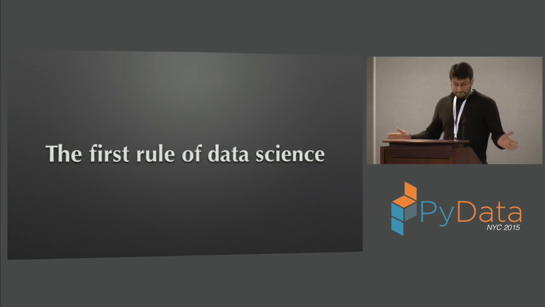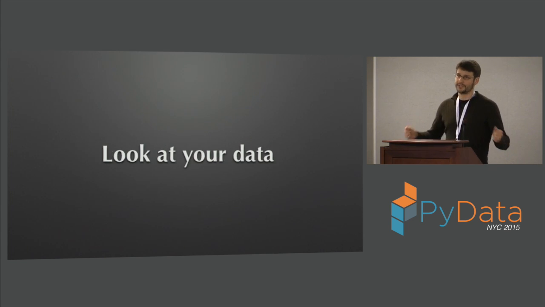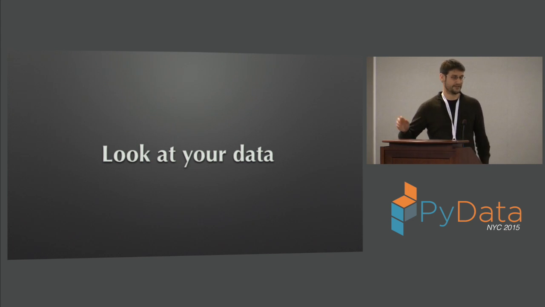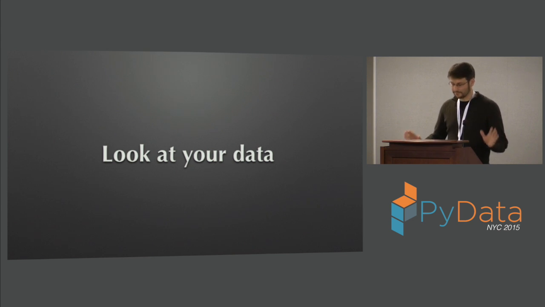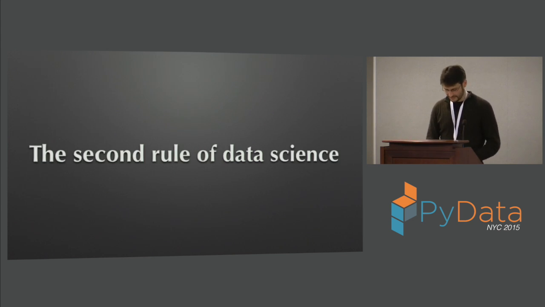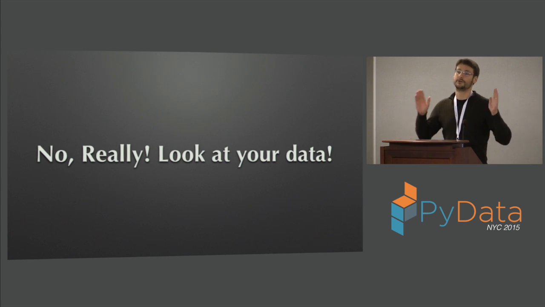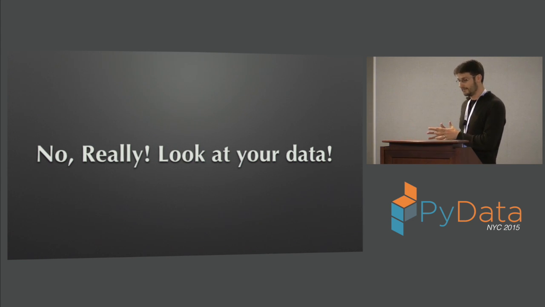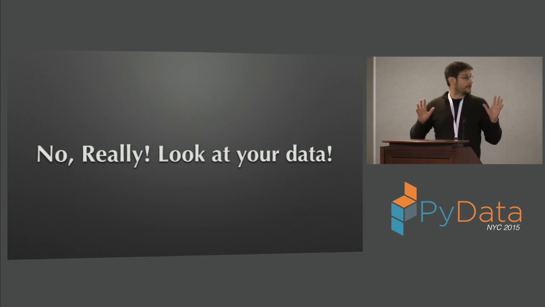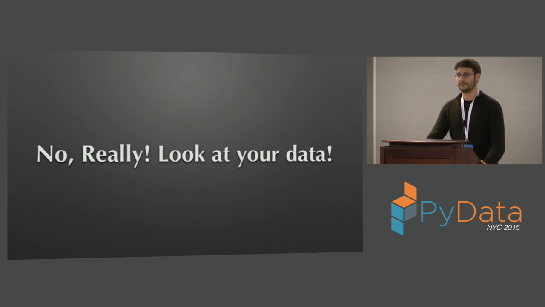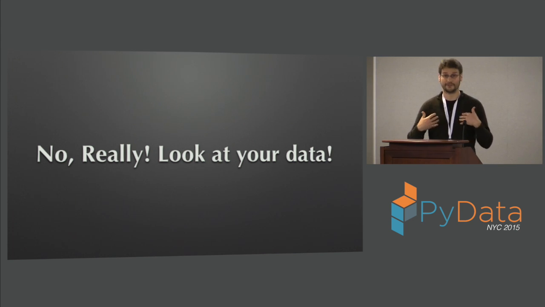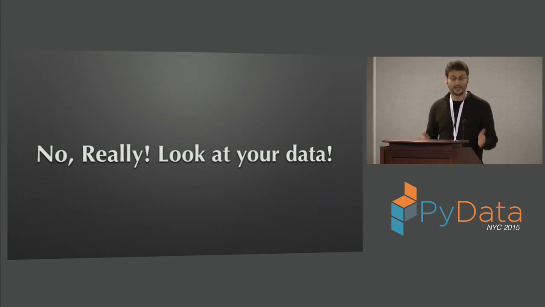So, first rule of data science: look at your data, because real data is messy, and you're probably wrong about it, and there are probably some outliers that are screwing you up. So, look at your data. Second rule of data science: no, really, look at your data, because you're probably wrong. You probably have some subject matter experts who know all about the data, and they're going to tell you things about the data that they know are true. Those are almost certainly false, as a rule. That's what I've found whenever I've dealt with this. So really, look at your data.